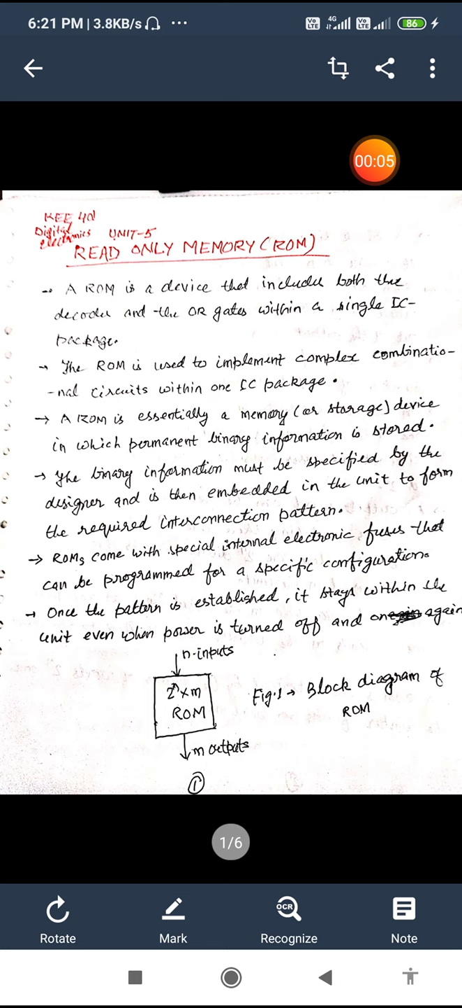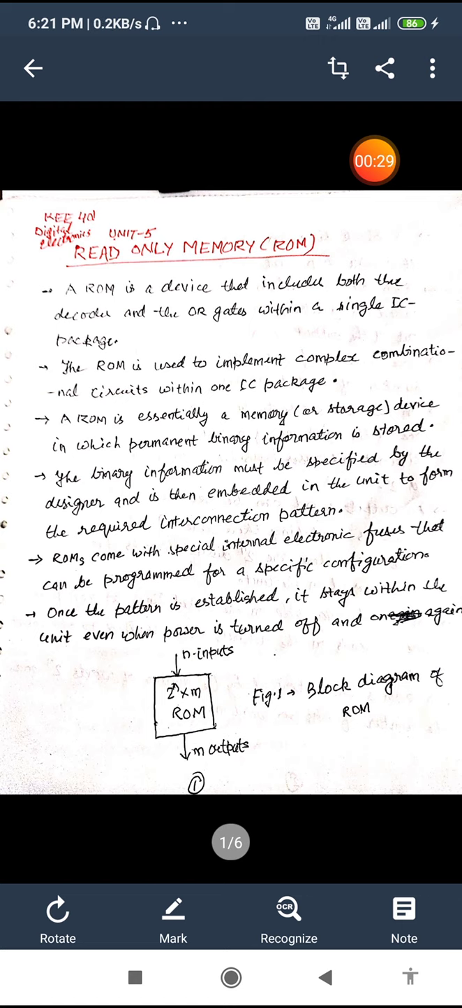Today I am going to start the fifth unit of digital electronics, and in this fifth unit let's start with the ROM, read only memory. So we can say that a ROM is a device that includes both the decoder and the OR gates within a single IC package. ROM is used to implement complex combinational circuits within one IC package.